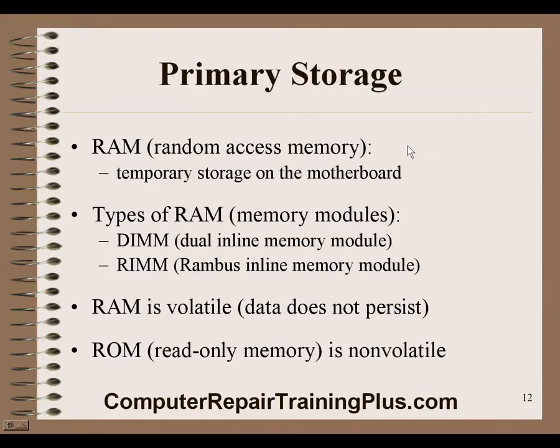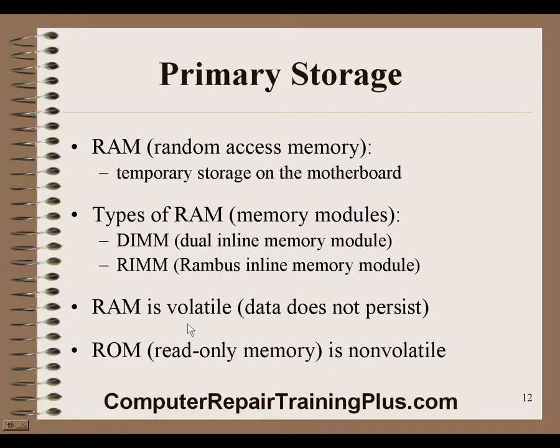Primary storage, RAM, random access memory, temporary storage on the motherboard. When the power goes down on the computer, this memory goes away. Types of RAM. Memory modules. We've got the DIMMs, and we still have RAM bus, which is providing another type of memory, inline memory module. Don't see it as often. The DIMMs are pretty much taking over the market now.